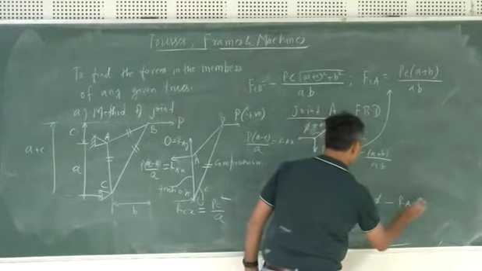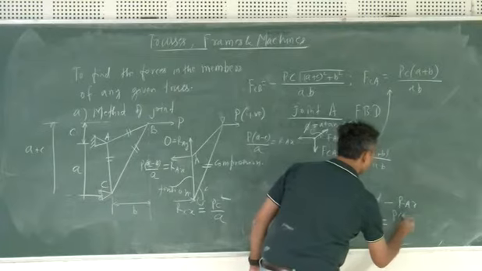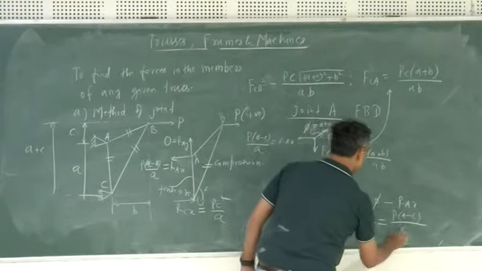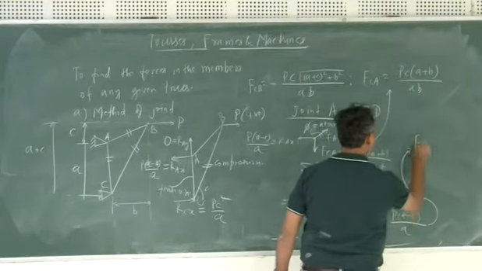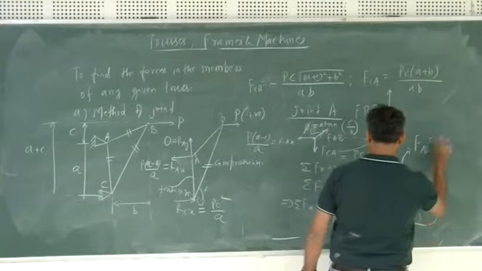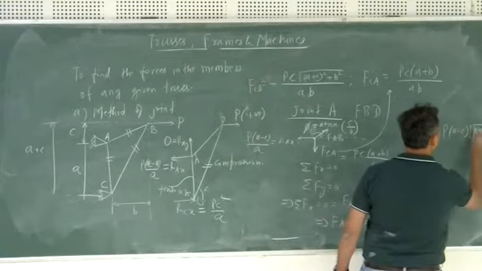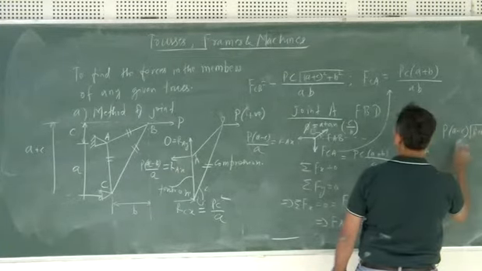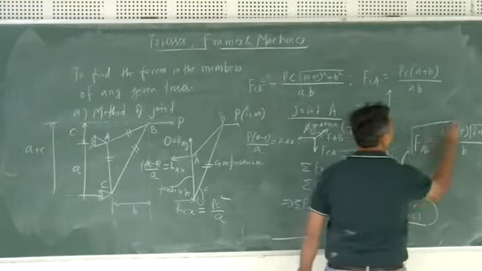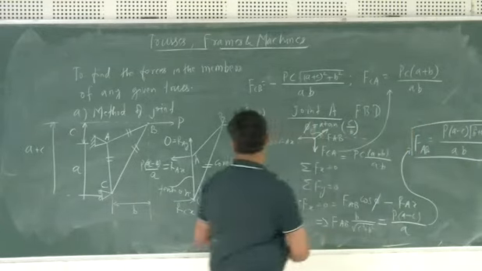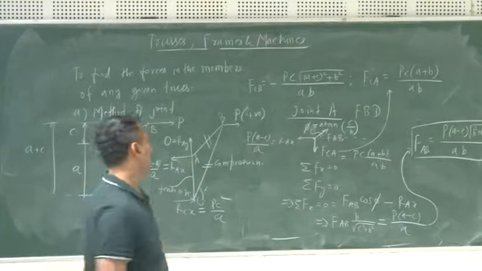And RAX is given by P. Okay? So it means that this gives you FAB divided by cos phi. This is your component in this particular member, and this solves the problem.